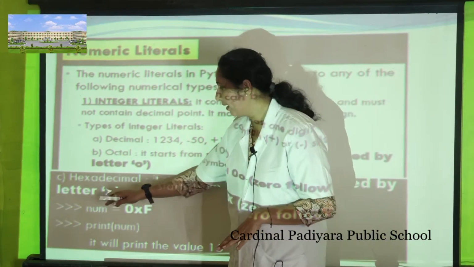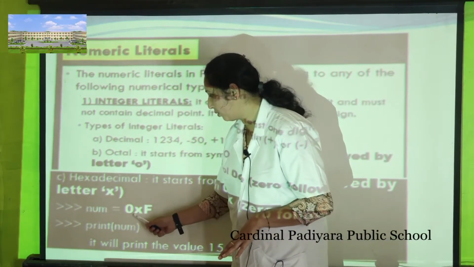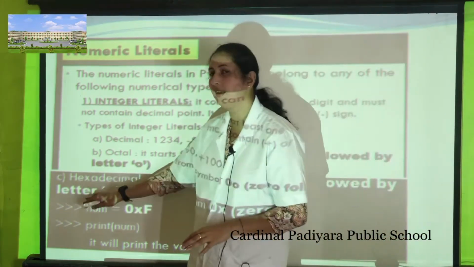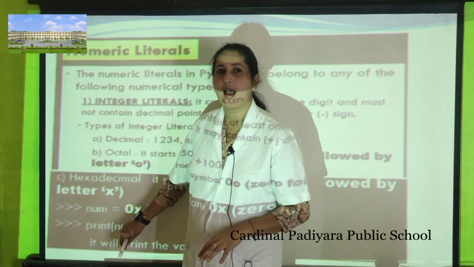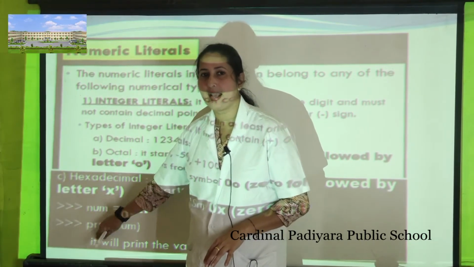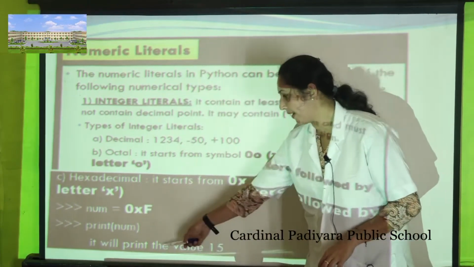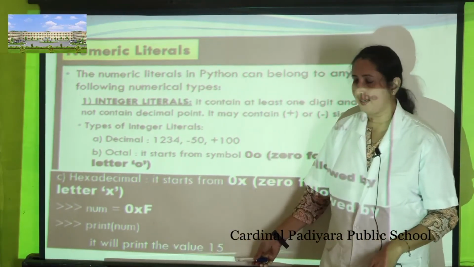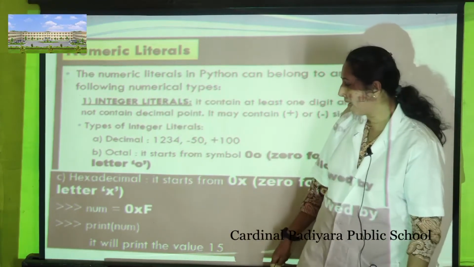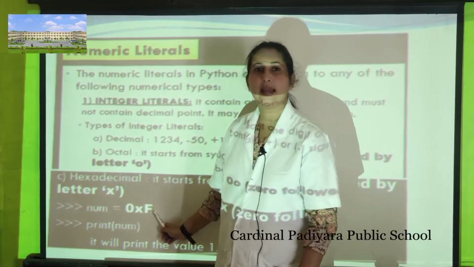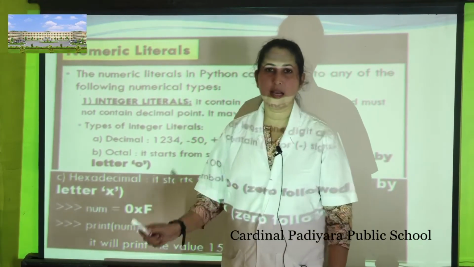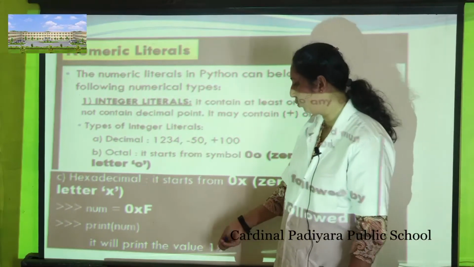When we give a variable num equal to 0xf, that value is assigned to the variable num, so its value is printed as 15. F means value 15. A means 10. If we give 0xa, you get the output as 10. When we print num, you get the output 10.